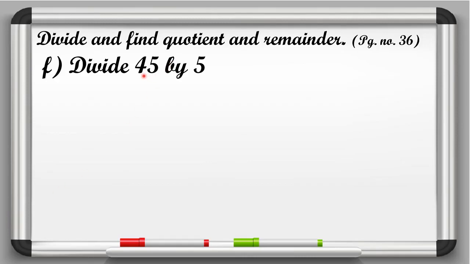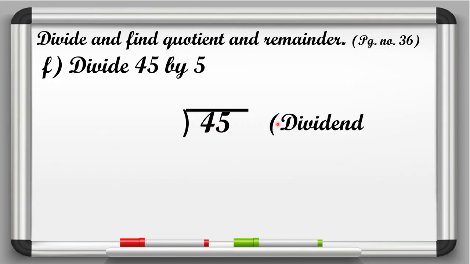Now in F part, it is given divide 45 by 5. So here you can see 45 is the dividend. So here we will write in between 45 and that is the dividend. Okay. Now 5 is the divisor. So here beta we will write divisor, at the left hand side. Now we have to speak the table of 5.